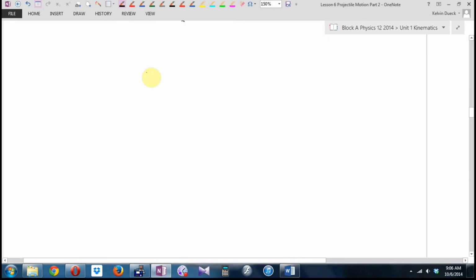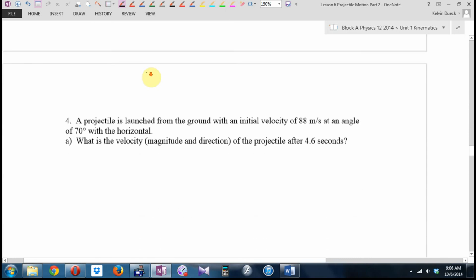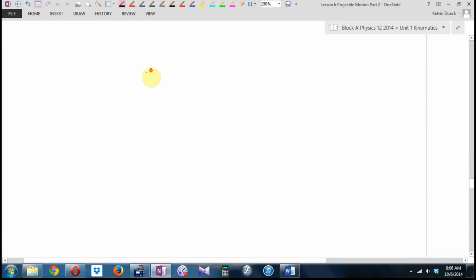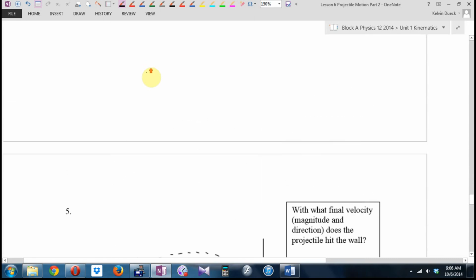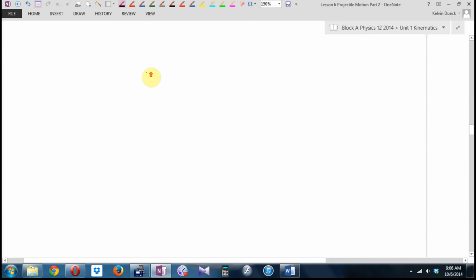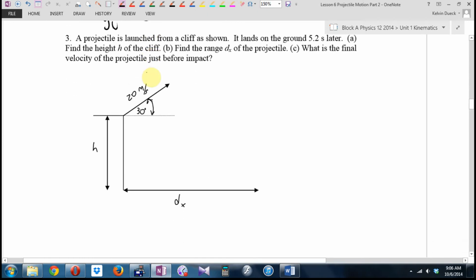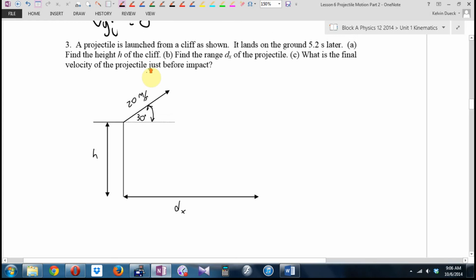I'm going to number 3, and then I think I'm going to run into a wall. Just checking how much more I want to get done. Number 3, cliff at an angle. It says this: a projectile is launched from a cliff as shown. It lands on the ground 5.2 seconds later. Holy smokes! They gave me time. You know what that means? I think this is going to be a lot less difficult. I hope.